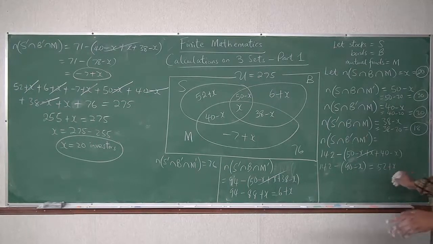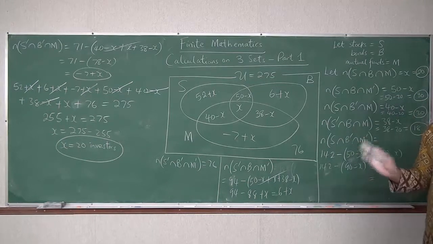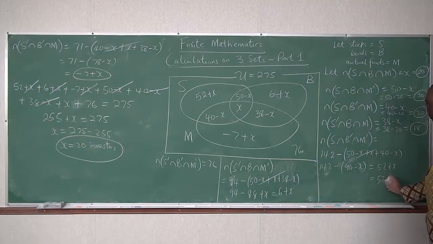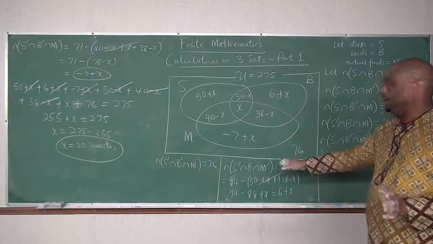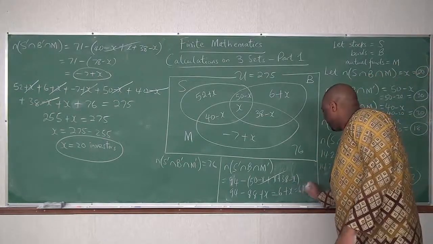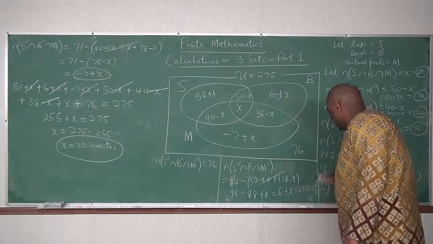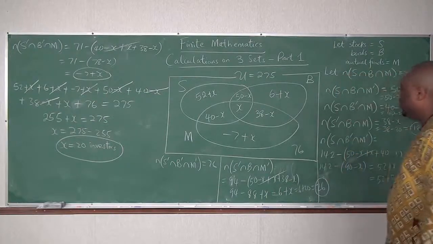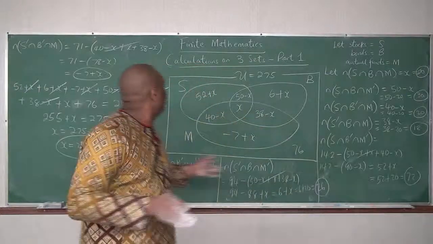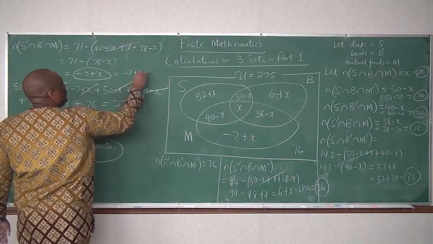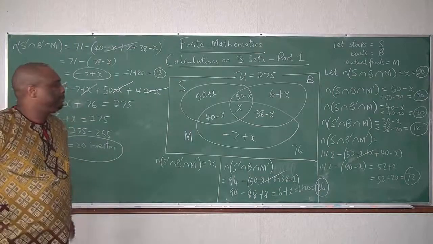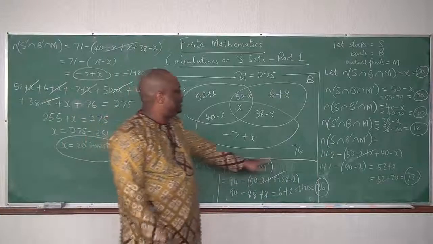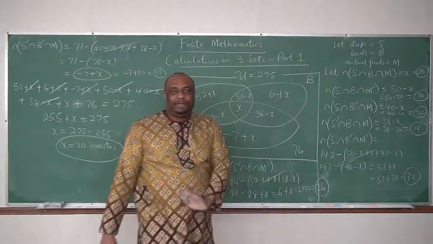Those who invested in stocks only will be 52 plus 20, which is 72. Those who invested in bonds only will be 6 plus 20, which is 26. Those who invested in mutual funds only will be negative 7 plus 20, which is 13. Those who invested in all three types is 20 people. Those who had other types of investments besides stocks, bonds, and mutual funds is 76.